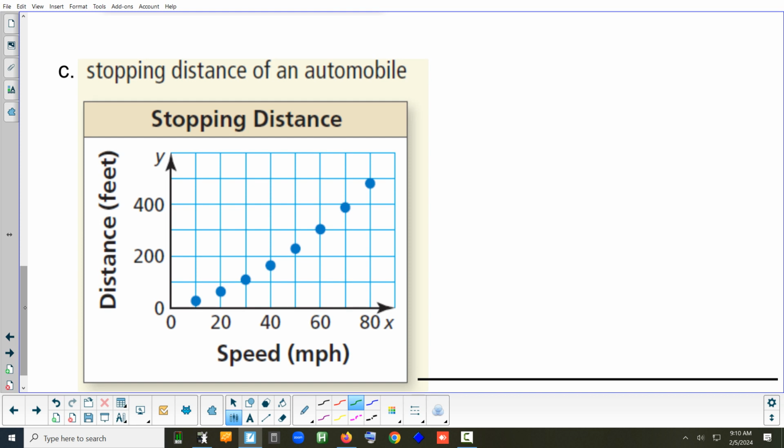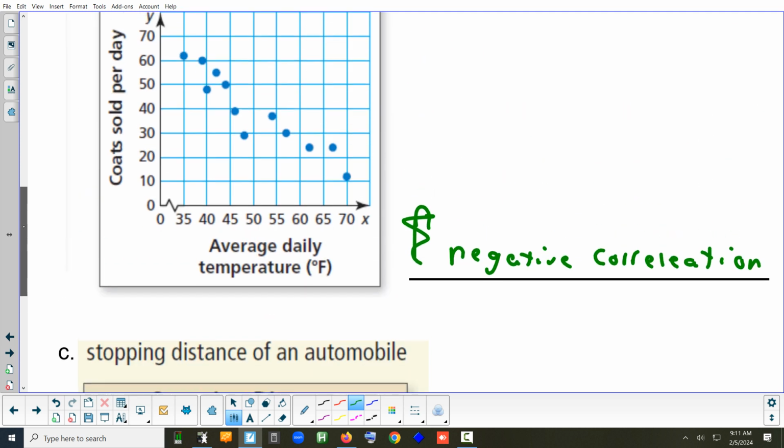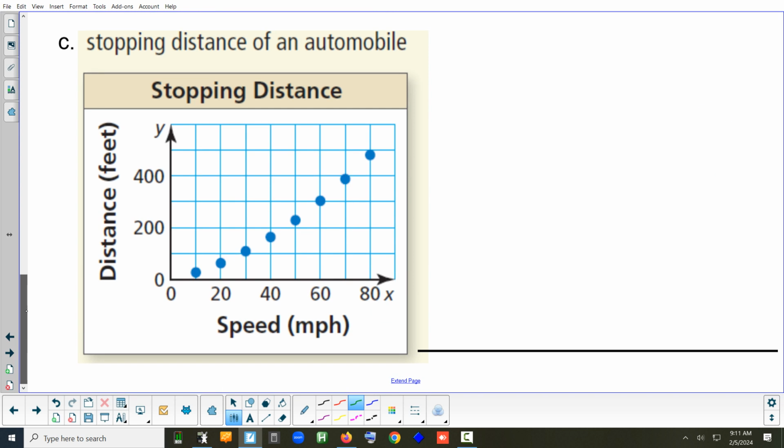And how about this one? This shows you how fast you're going in your car, and how long it takes you to stop when you step on the brakes. Does it look like there's a connection here between your speed and how long it takes to stop your car? Yeah. And I think, unlike this last one, which you may be able to argue, I don't think you could really argue a lot about this one. Given the same conditions, same weather, same road conditions, same type of vehicle, if everything else is the same and the car is going faster, it's going to take longer to stop because there's more energy. So what kind of correlation would you say? Positive or negative? Positive. Yeah, this one's positive.